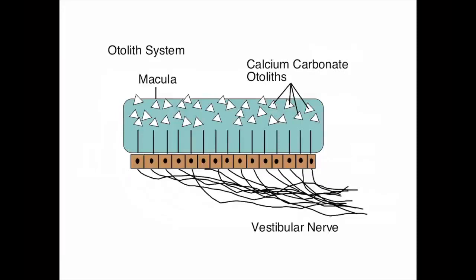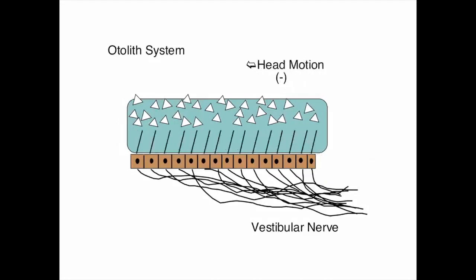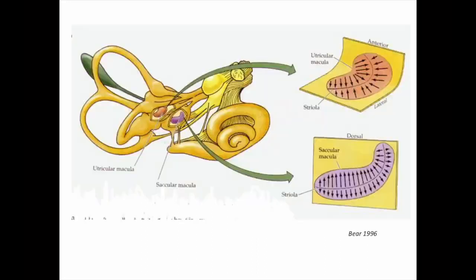This will again show the movement of the cilia. See, head motion in one direction, whereas the movement of the cilia will be in the opposite direction. Head motion again in the opposite direction, resulting in a hyperpolarizing signal. Always the movement of the endolymph will be, in the initial part, opposite to the direction of motion of the head.